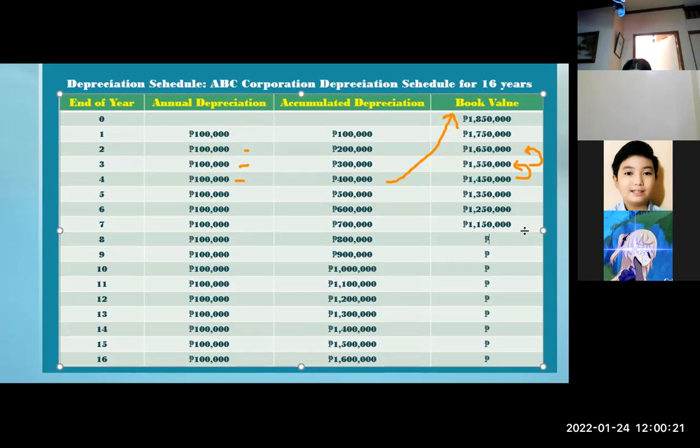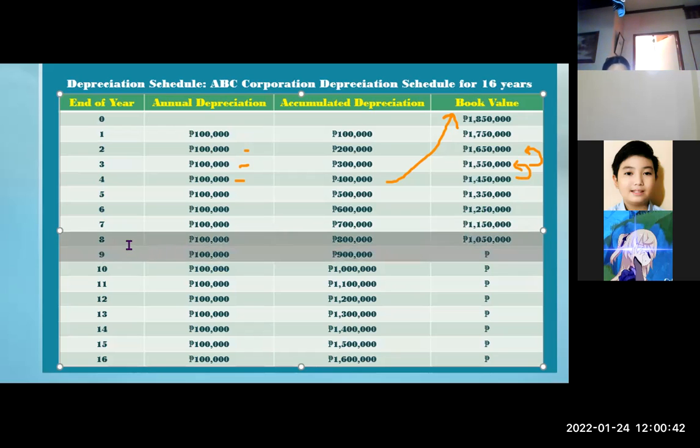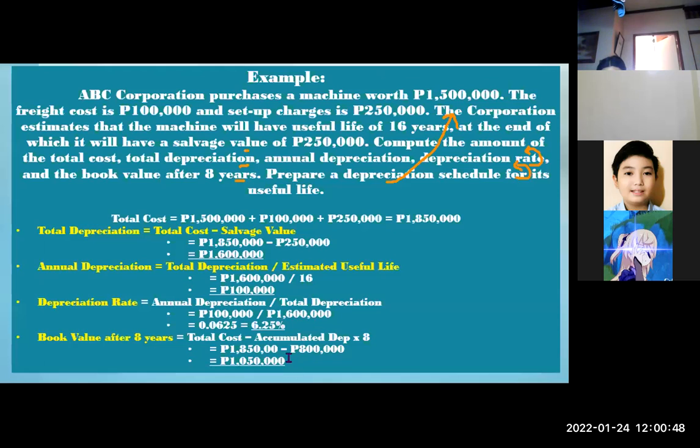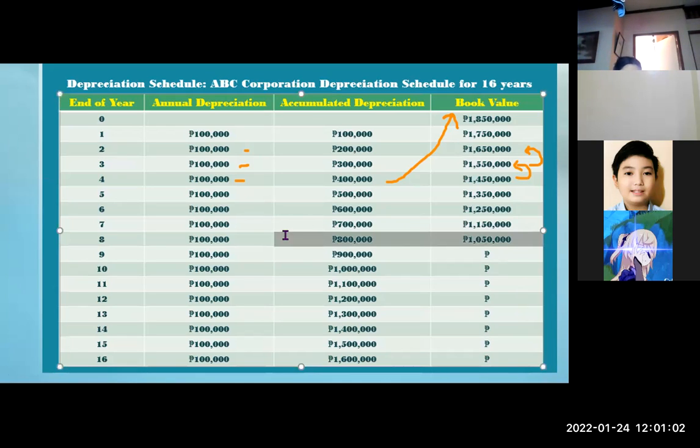It's 1 million. Ayan, correct, on the chat box. Ayan, it's 1,050,000 pesos. Okay, so as you can see, this 1,050,000 pesos ng year 8 has the same amount, ito, 1,050,000 pesos, right? Ng ating book value after 8 years, di ba? Nagtutugma siya, equal siya, ibig sabihin, they have the same amount. Ibig sabihin, tama yung ating computation. Okay po? Yes.